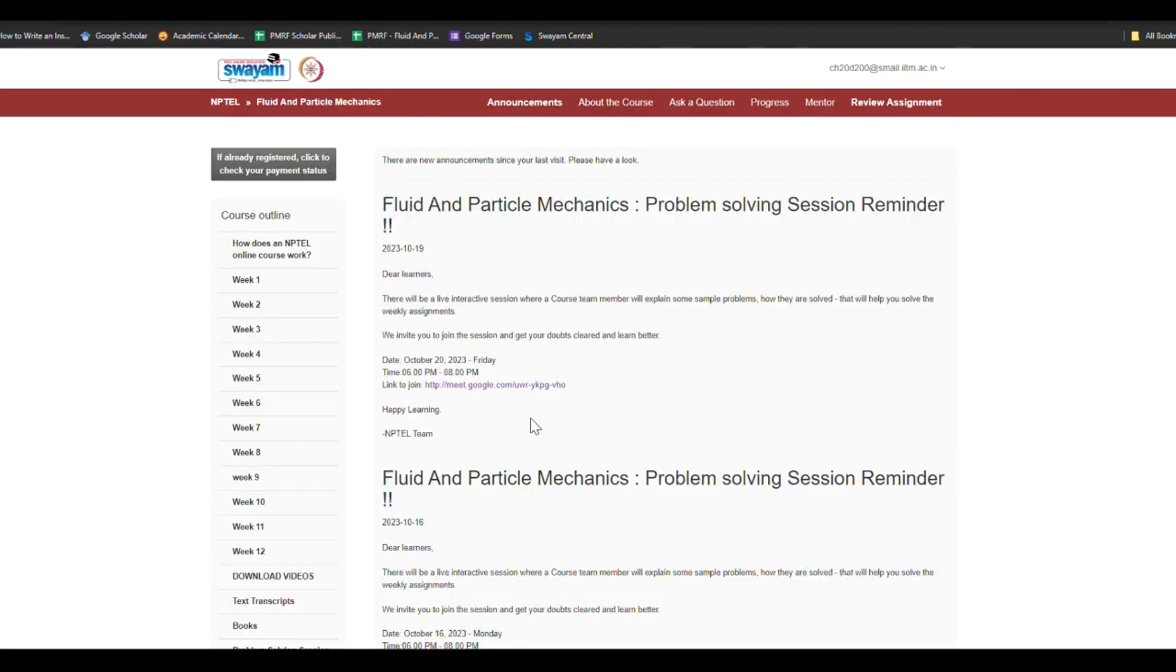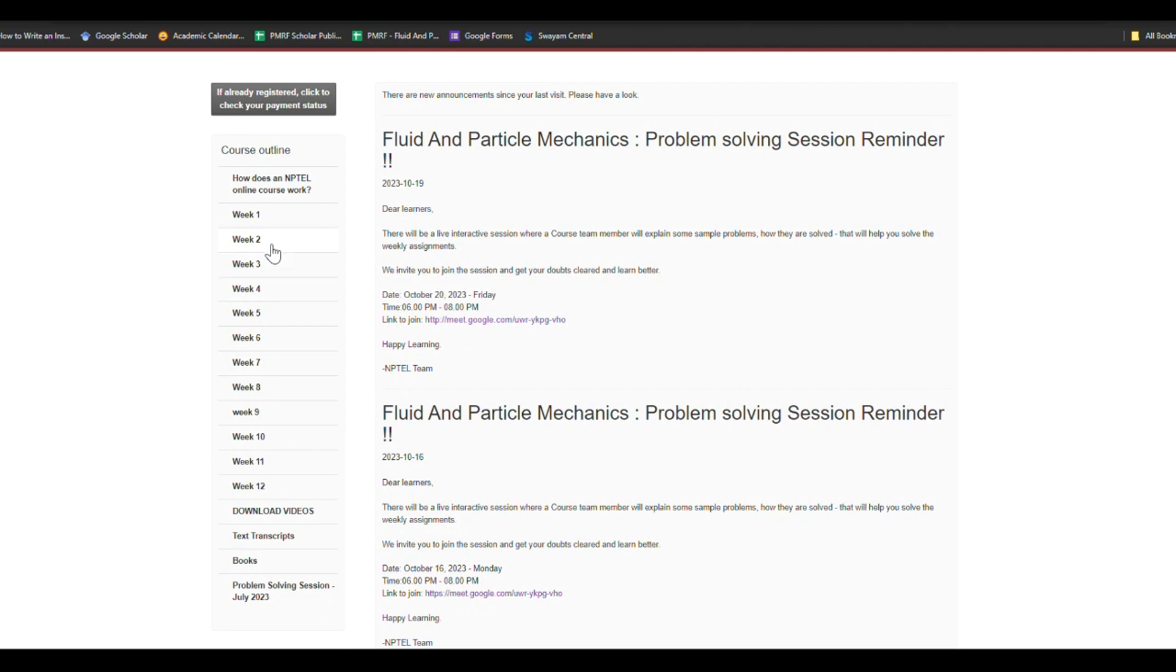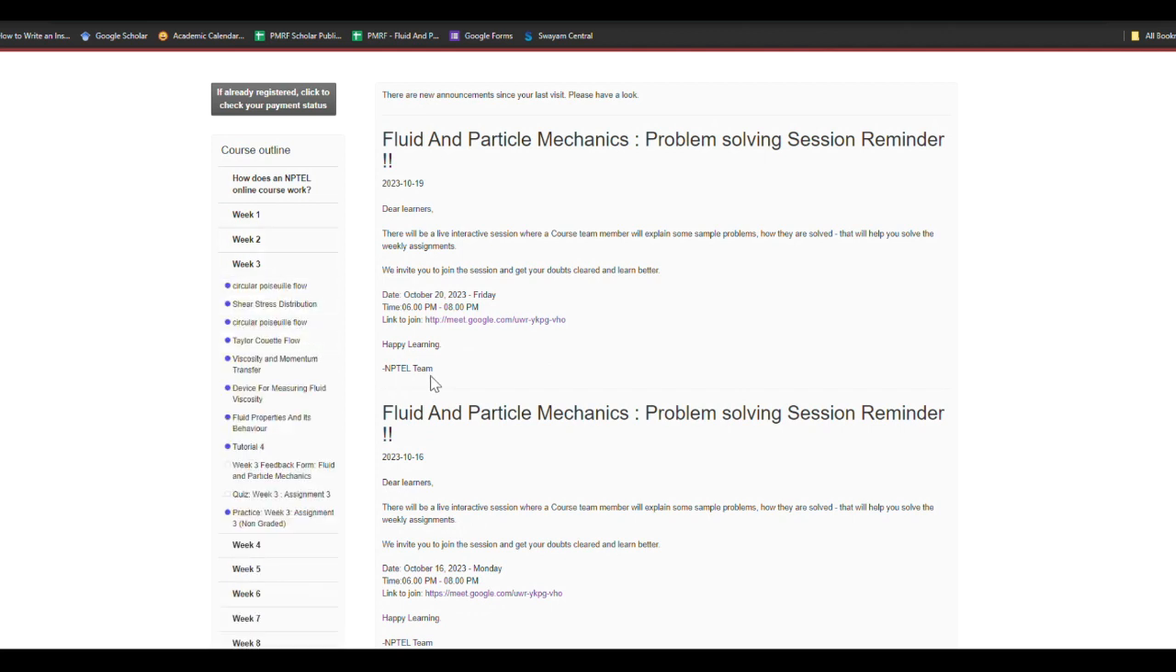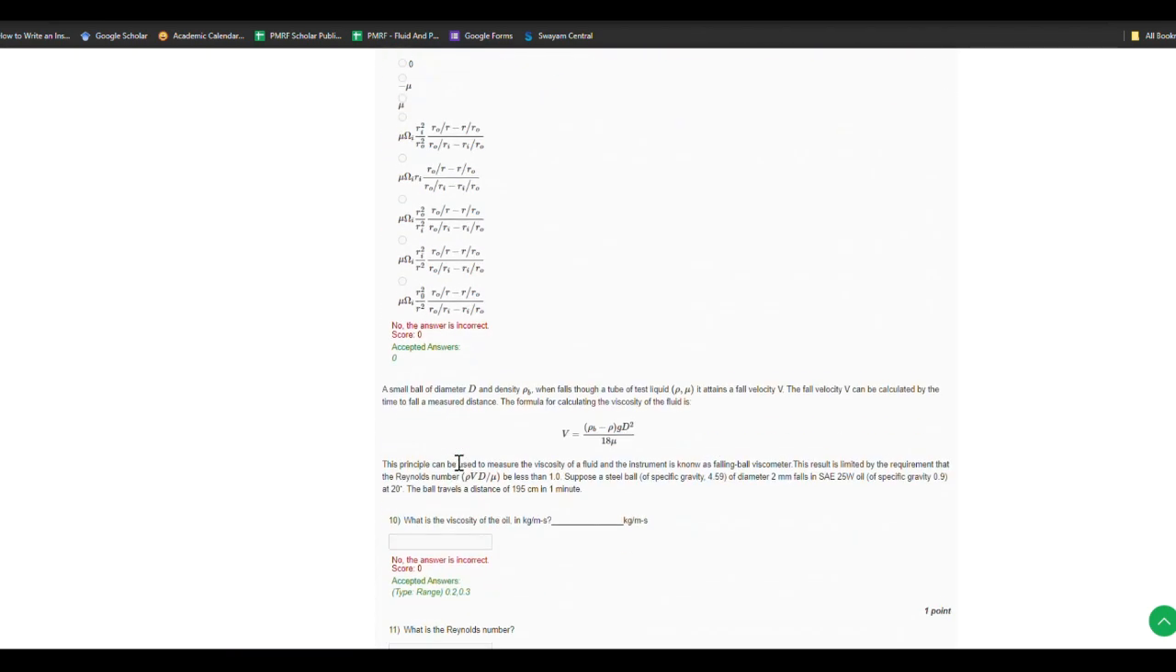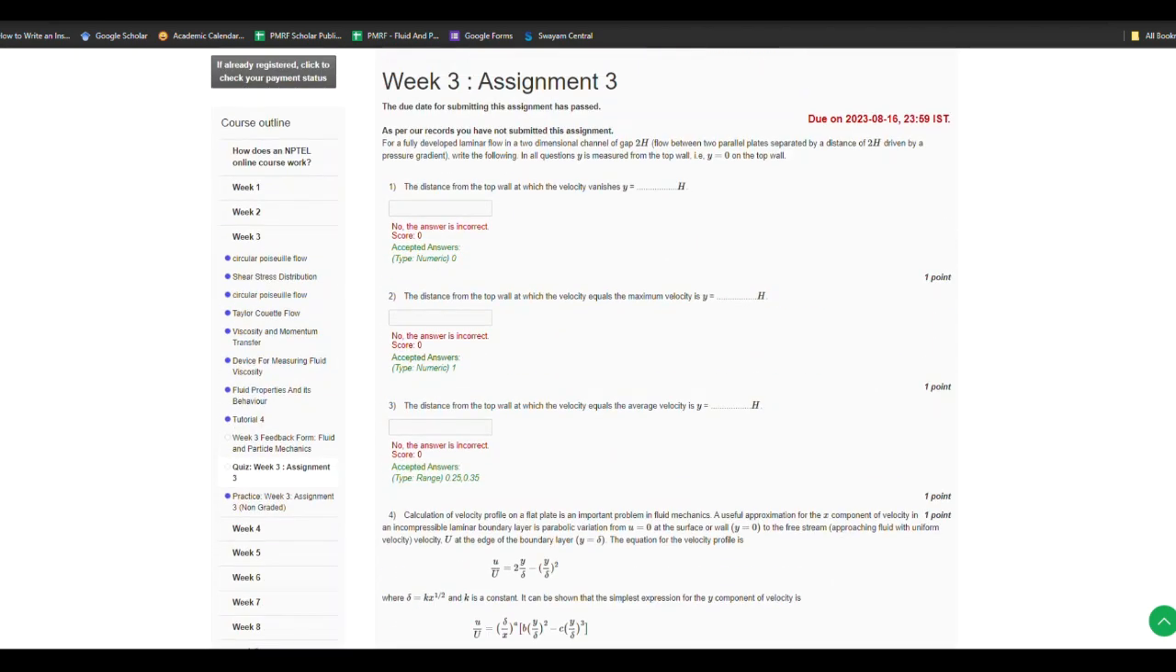So the exam date is given as 28th of October, and I think according to the hall ticket that will be given to you. Once we finished week 2, we went to week 3, which covered circular Poiseuille flow, shear stress distribution, circular Taylor flow, and Couette flow, viscosity and momentum transfer, many devices discussed by Professor Basavaraj, fluid properties and its behavior, and rheological measurements based on that. So that's what we dealt with in week 3.